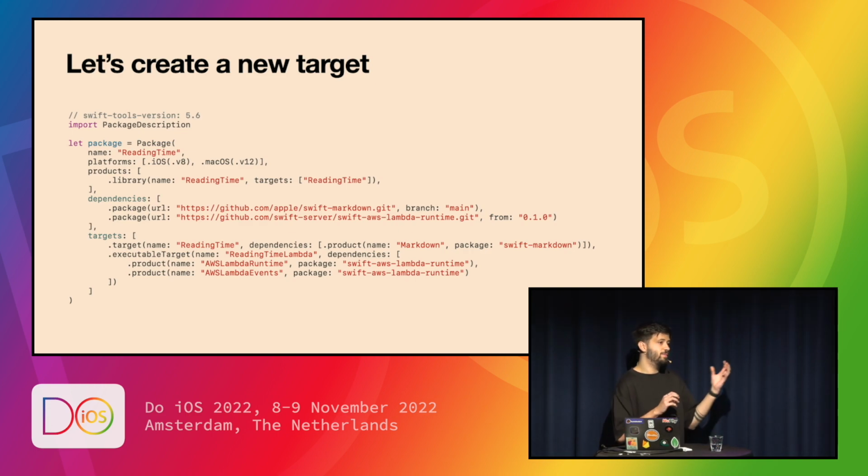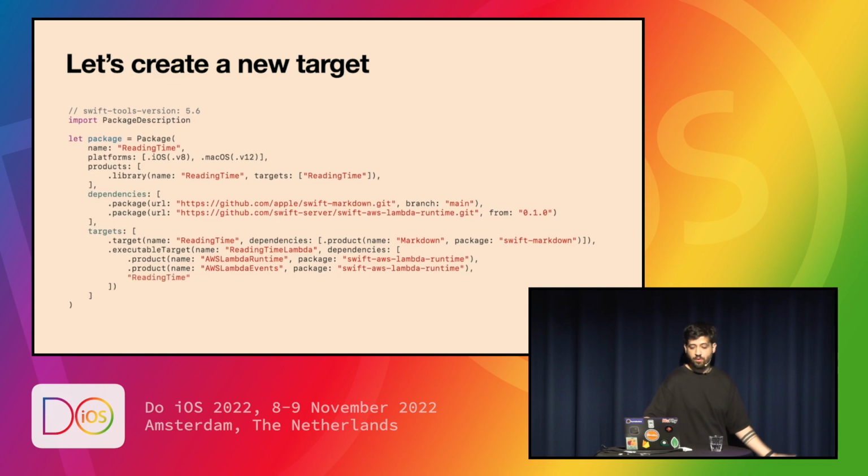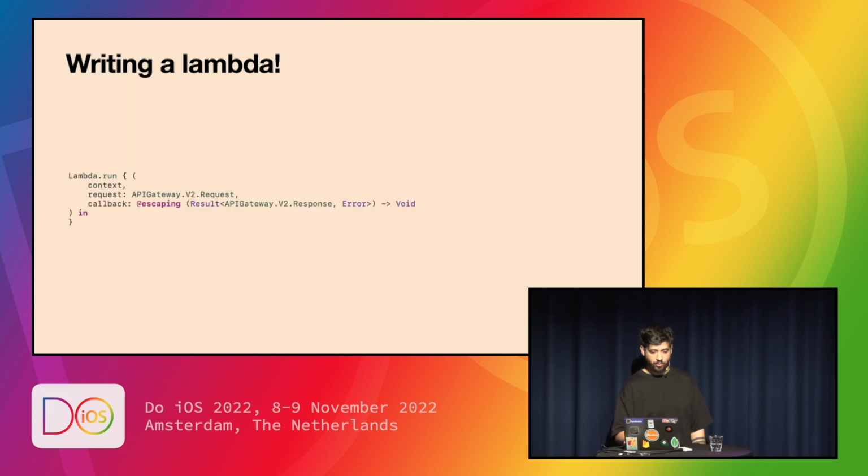Lambdas are triggered by events. So in this case, I'm putting an API gateway in front of my Lambda. Every time the gateway gets called on a specific route, the Lambda is going to wake up, run some Swift code, and give us something back. And then obviously we're using reading time because that's our core feature, and we're just going to be using that to calculate whatever we need.